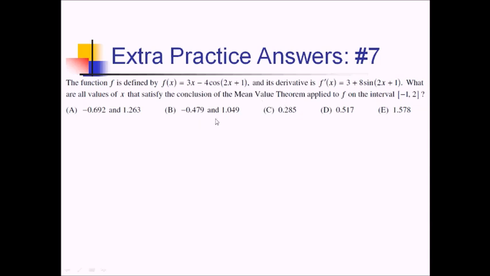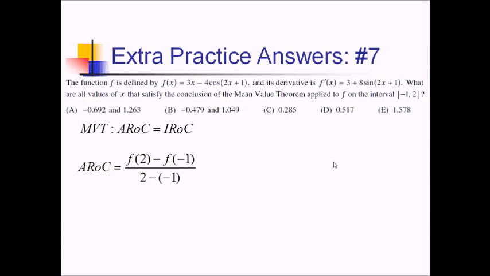All right, so we're essentially asking where does the average rate of change of the f function over the interval -1 to 2 equal the instantaneous rate of change of the function on this interval? So we need to find the average rate of change and set that equal to the instantaneous rate of change and see where things match up. So average rate of change, we're going to have f of 2 minus f of -1 over 2 minus -1.